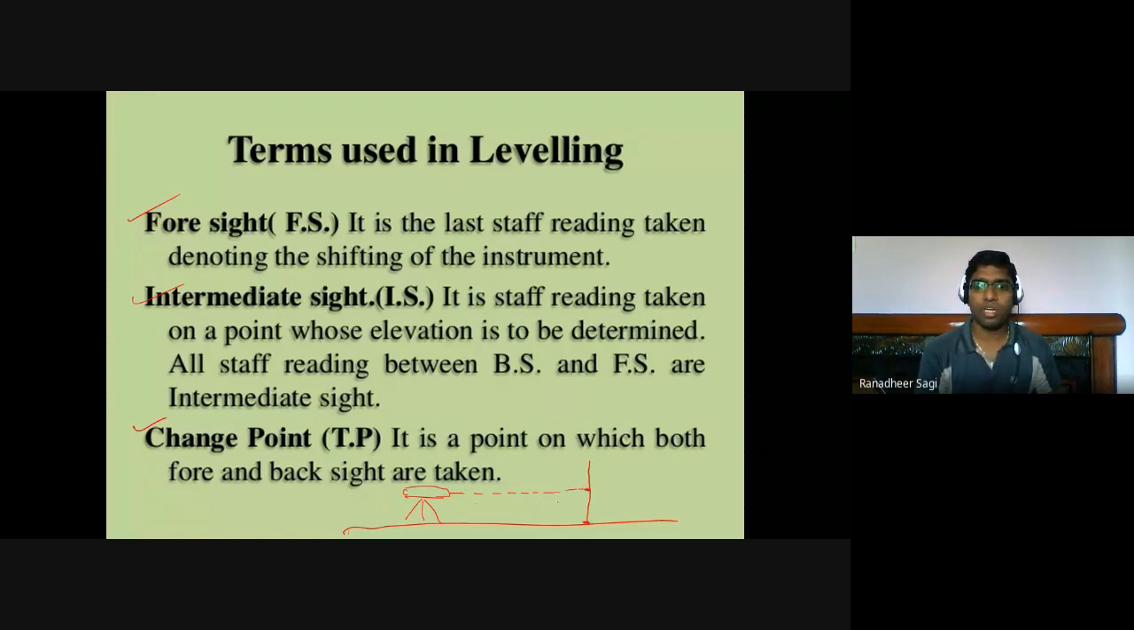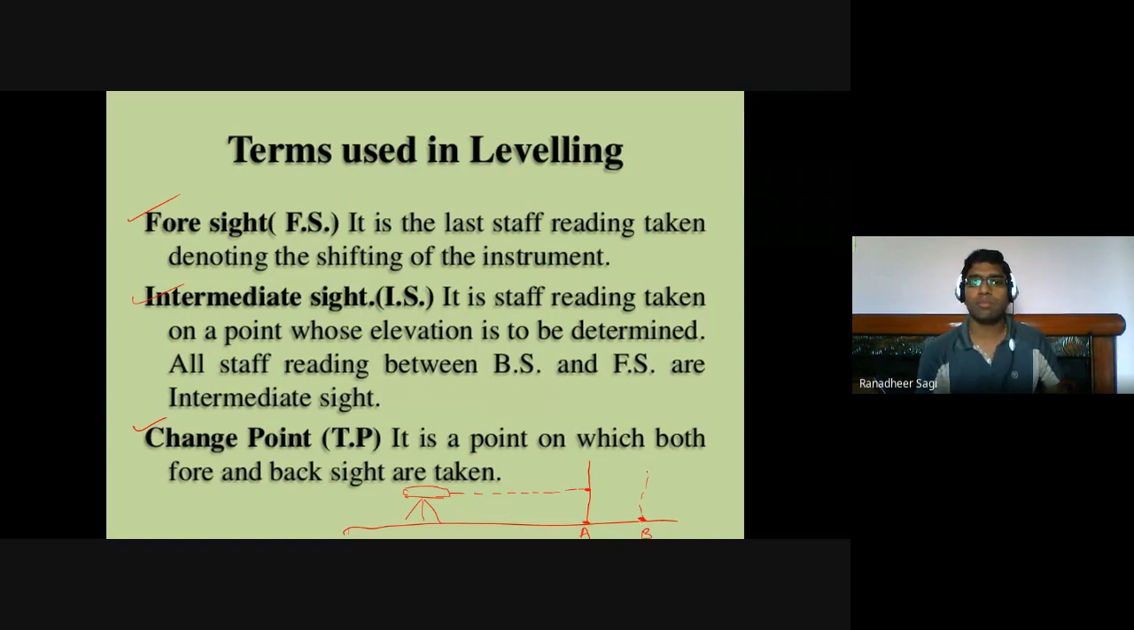And if I'm going to shift this leveling staff to some other point here, when I'm placing my leveling staff, I'm not able to get the vision of that leveling staff properly. It means my focus on the leveling staff is not proper, or there is an obstruction because of which I'm not able to continue with the same position where I have set my instrument. Let me give some notation. This is point A, and I want to take the elevation at point B position.